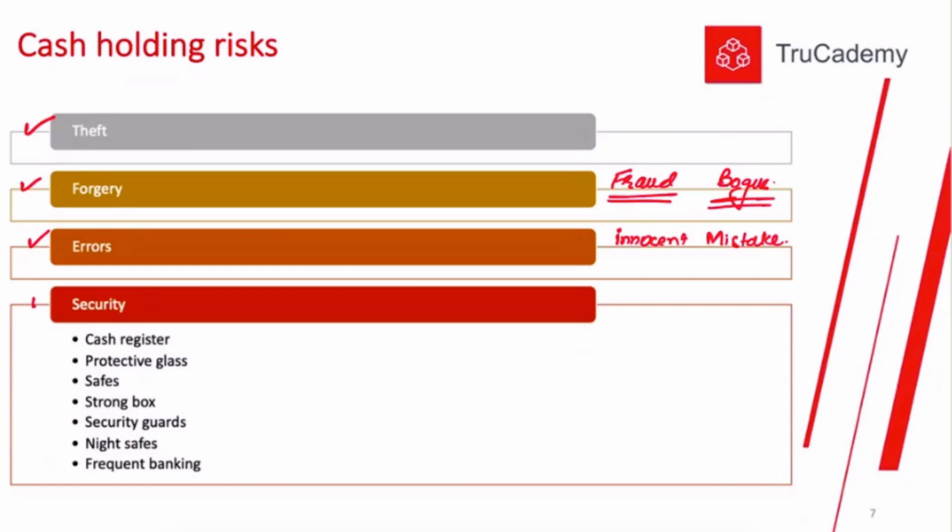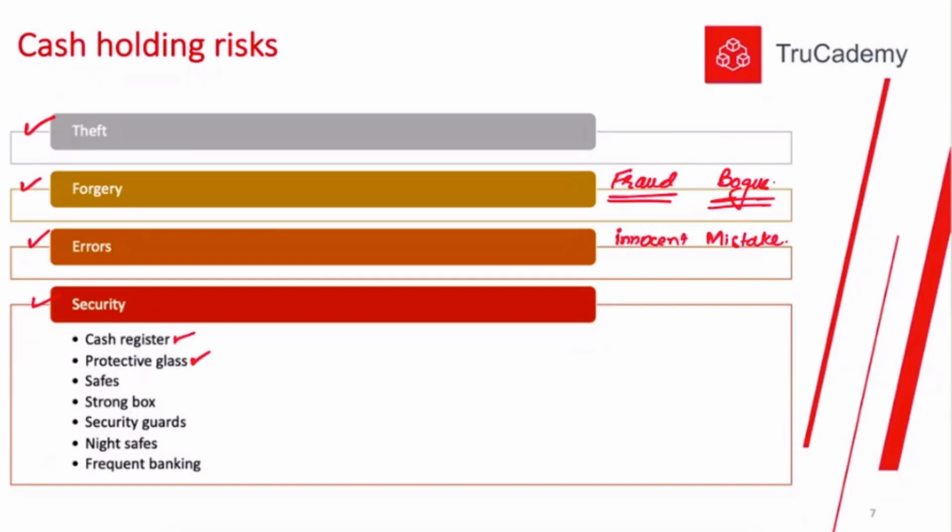After this, how can we secure the cash if we are holding it? First of all, we should maintain a cash register. I'm sure in different retail stores you have seen one big machine which they use to create the till receipts as well. At the bottom of that machine, they have a drawer and there's a lock on that drawer. That is what we call a cash register. We can use it just to protect the cash.